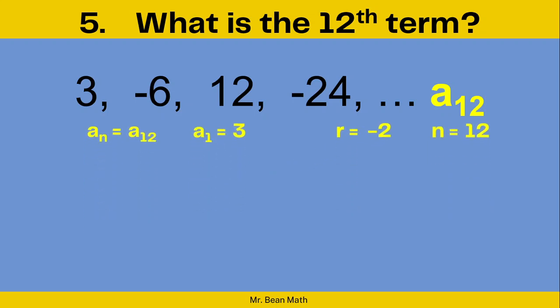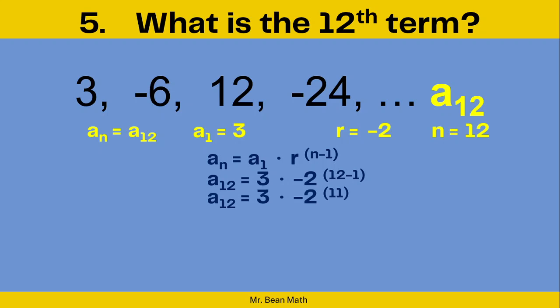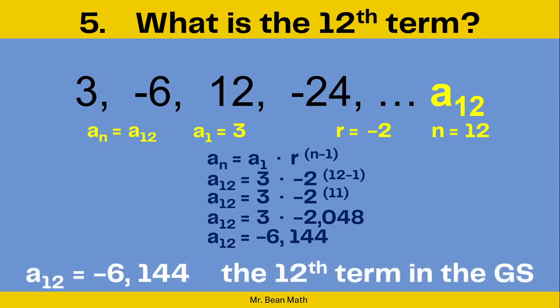Let's substitute the terms. a sub 12 is equal to 3 times negative 2 raised to the quantity 12 minus 1. Subtract 12 minus 1 is equal to 11. Then multiply negative 2, 11 times, and the answer is negative 2048. Now 3 times negative 2048 is equal to negative 6144. Therefore, the 12th term in the geometric sequence is negative 6144.